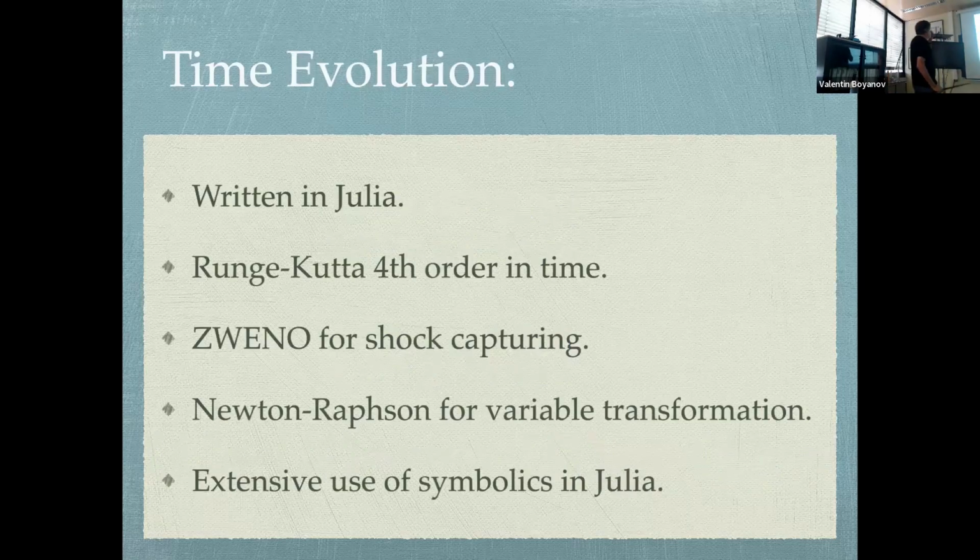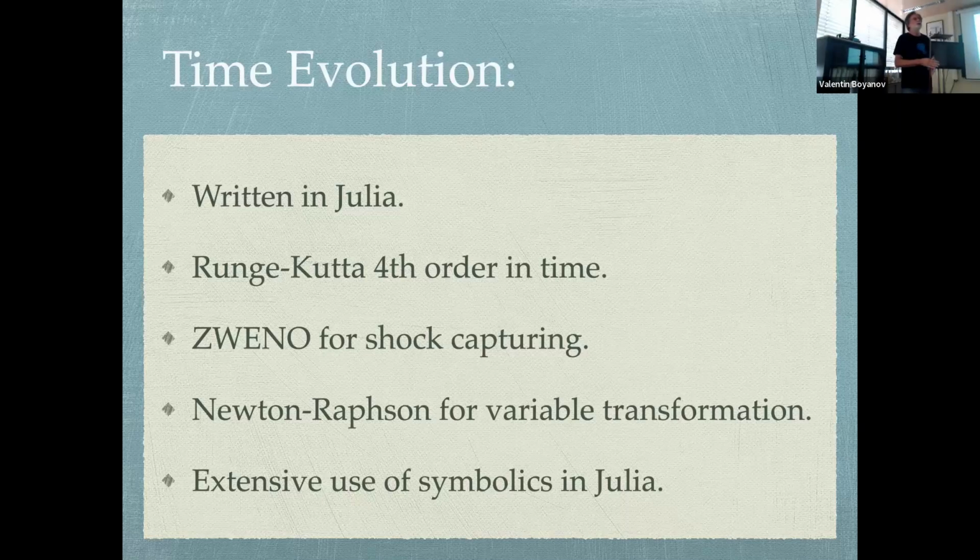We have a code, it's written in Julia, with time stabilization. In space, there is a shock capturing method, the Zeta-bueno method, which is quite good. I find that this is really nice. We have to use Newton-Raphson for the value of the map from variables to variables. And we use extensively the symbolic part of Julia.